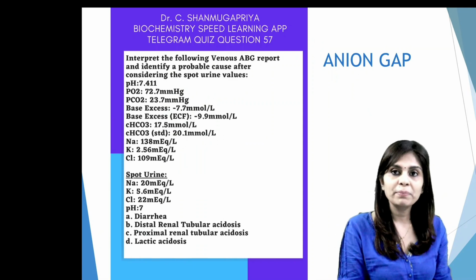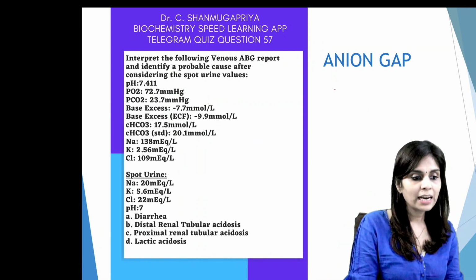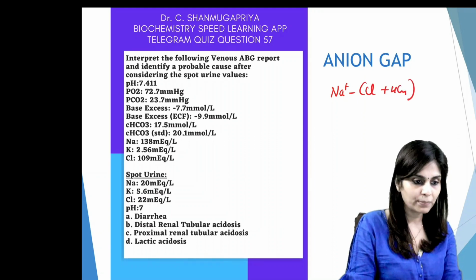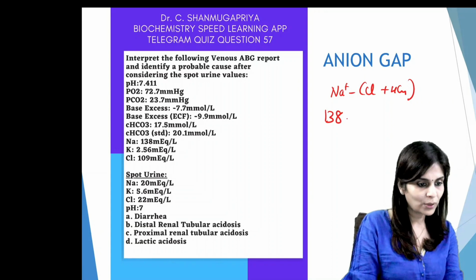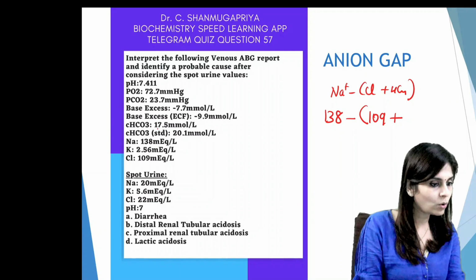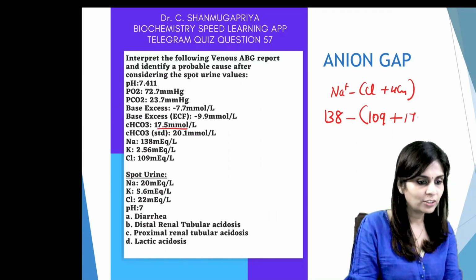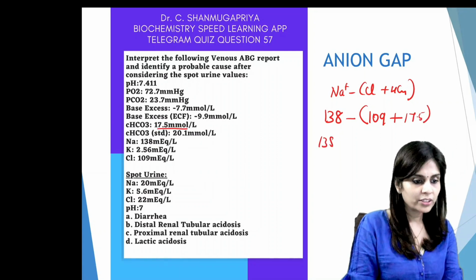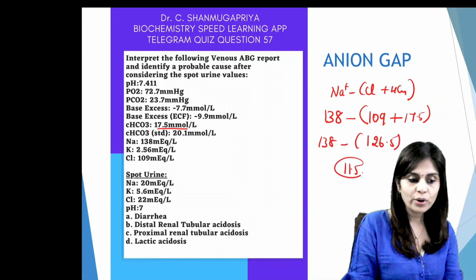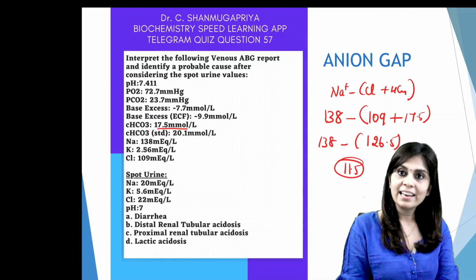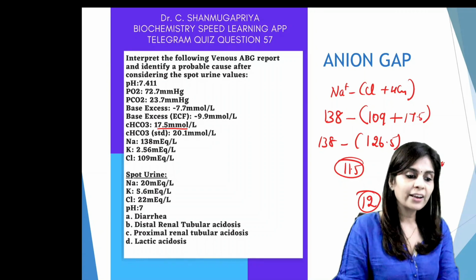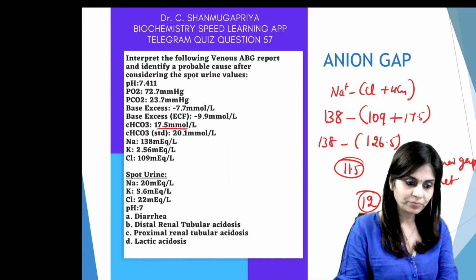Now let's see what has happened in this case. So we know anion gap is calculated as sodium minus, within brackets, chloride and bicarbonate. Sodium in this condition is 138 minus chloride here is 109 plus bicarbonate. Always use actual bicarbonate for calculation. So it is 17.5. So it's 138 minus 126.5, which is 11.5. We know until the anion gap is still 12, it's normal. So it's a case of normal anion gap metabolic acidosis.